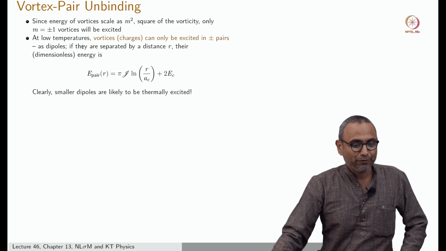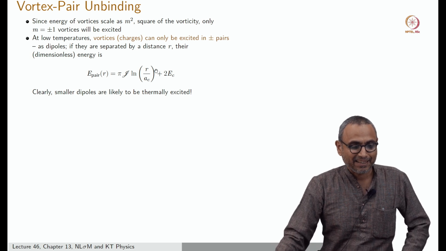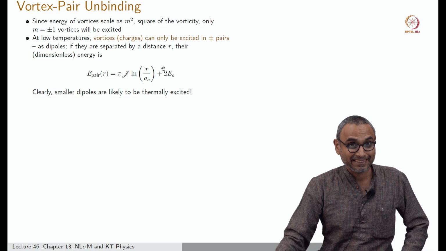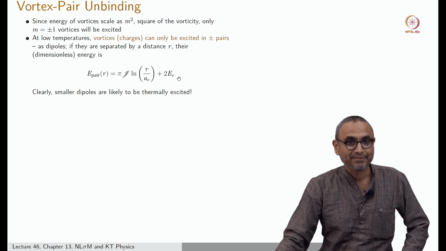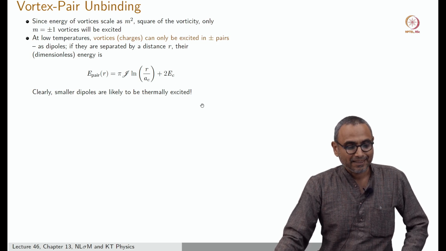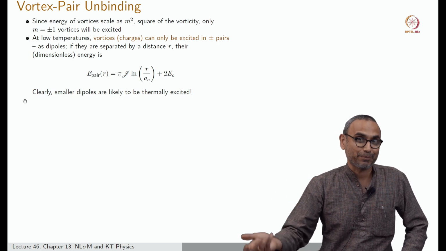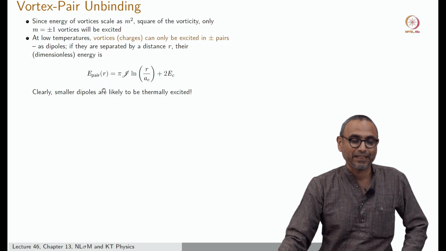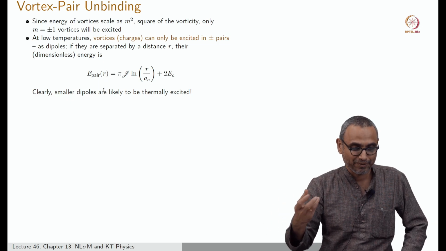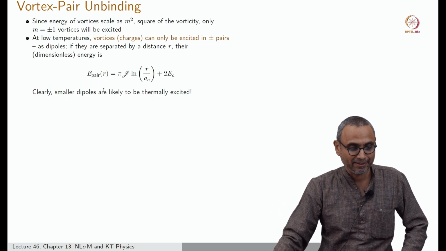So now if they are separated by a distance r, their energy will go like this. This is the state, right? A pair times E core, right? So what this means is that smaller dipoles are likely to be excited. So that's the idea. They will want to have a smaller dipole excited.